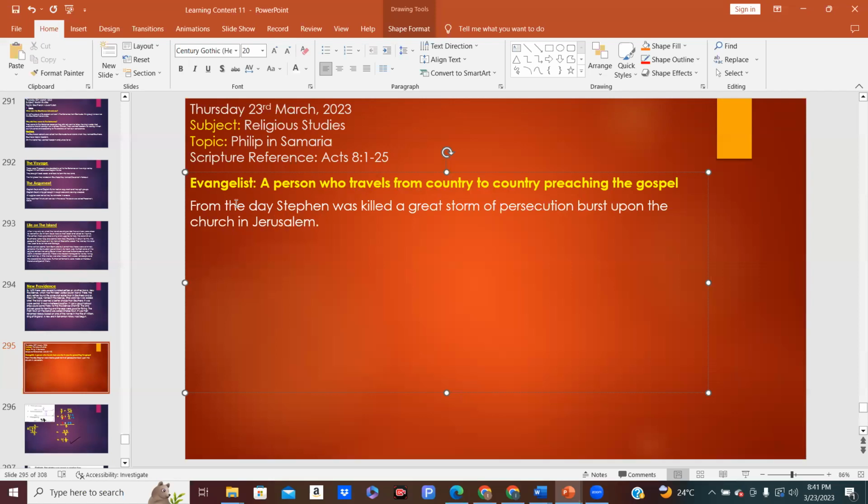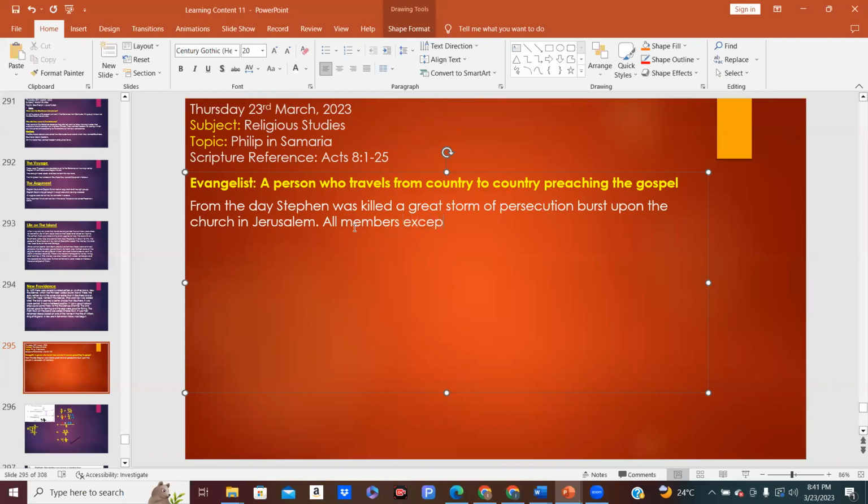How was Stephen killed? Anyone remember how Stephen was killed? By being stoned. Very good. He was stoned to death.